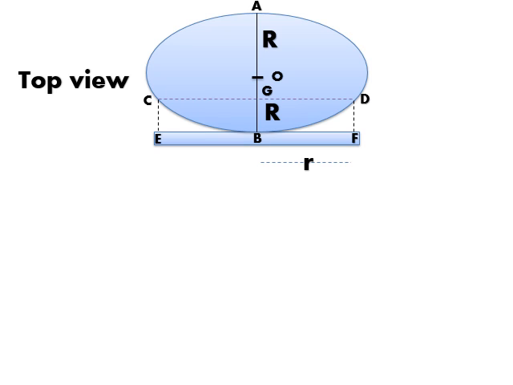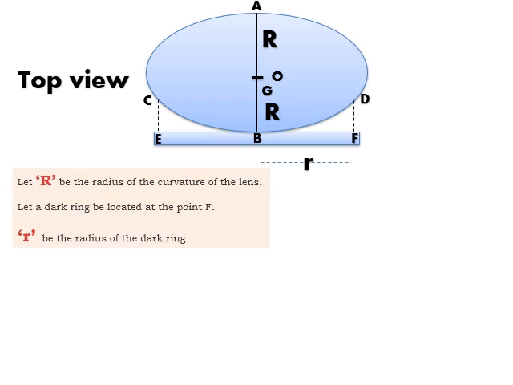Now we have to consider that at point F there is a dark ring or a bright ring. So accordingly, if there is a dark ring, then BF will be the radius of that dark ring, and we are going to determine that only. So capital R that we have seen is the radius of curvature of the lens, and a dark ring we have to assume is located at point F. In that case, small r will be the radius of the dark ring.